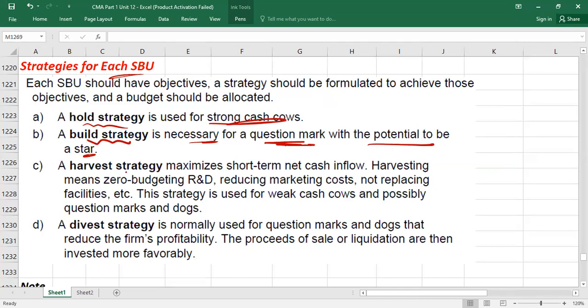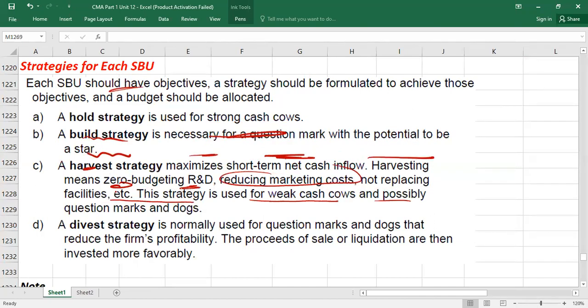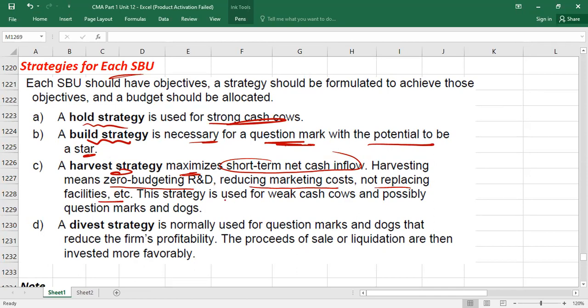Then harvest strategy. Harvest strategies maximize short-term net cash inflows. Harvest means enjoy the cash flows. So harvest strategy means zero budgeting for R&D cost, reducing marketing cost, not replacing facilities, etc. Just enjoy whatever you are earning. This strategy is used for weak cash cows and possibly for question marks and dogs. But remember, this is better for the weak cash cows.